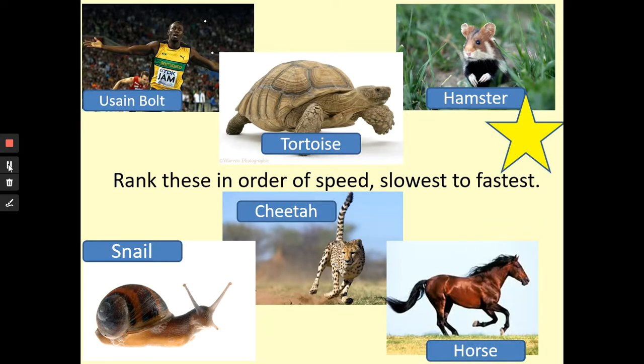So here's your starter. You've got 6 different land-based animals there, and I'd like you to consider how fast you think they can move and rank them from slowest to fastest. Pause the video, please.